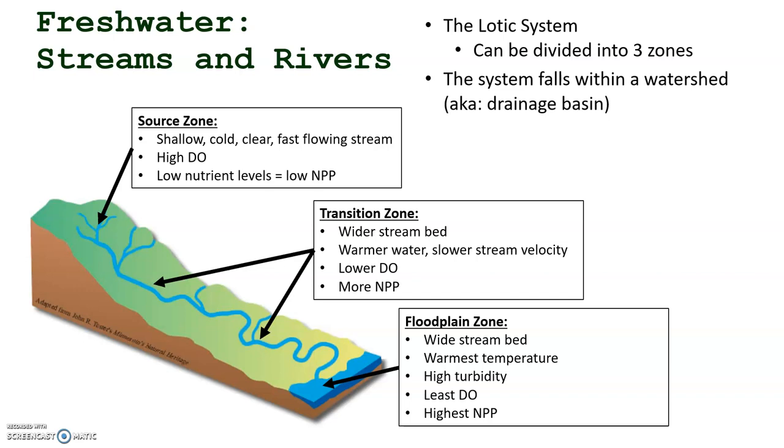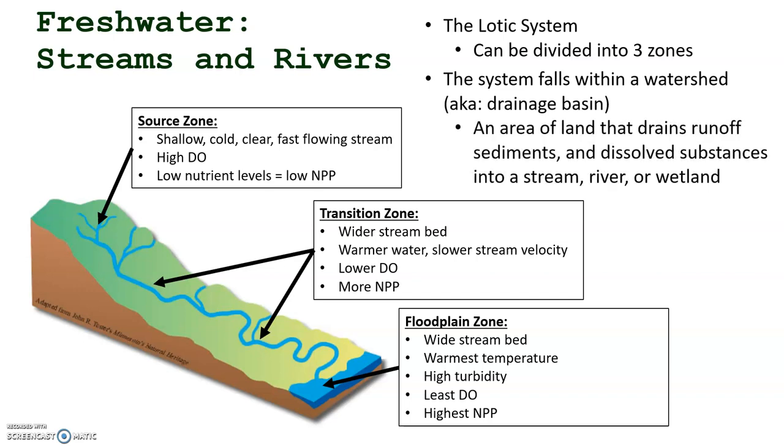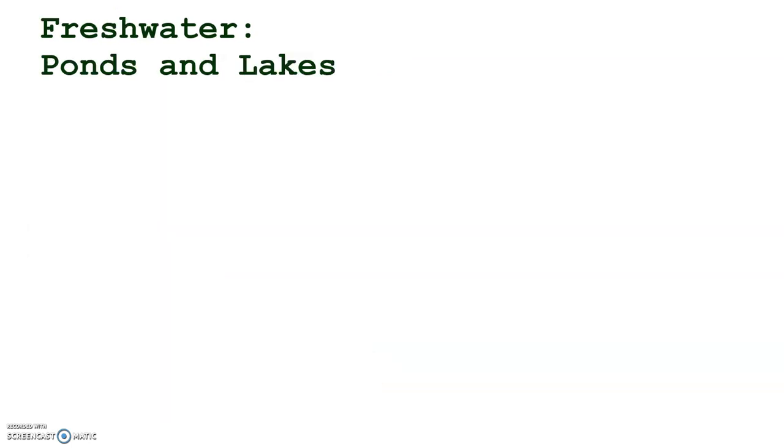The system falls within a watershed, and we can also call that a drainage basin, which is an area of land that drains runoff, sediments, and dissolved substances into a stream, river, or wetland. So the drainage basin is where that is all headed to.